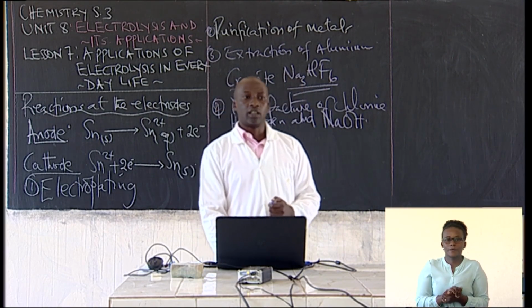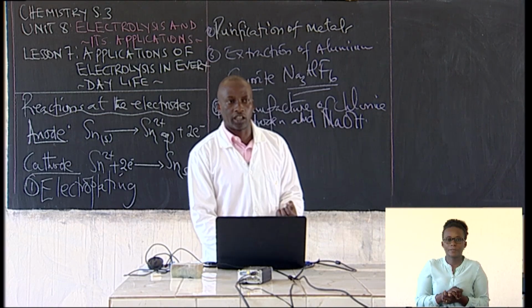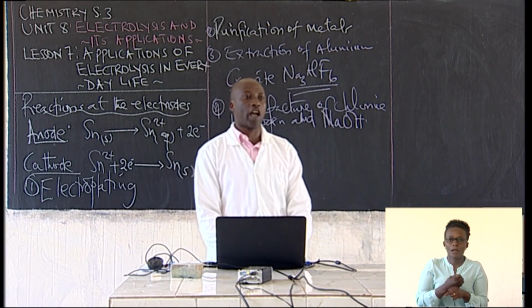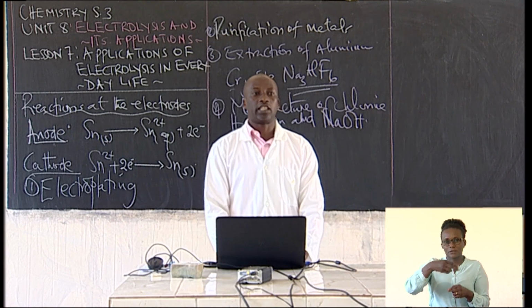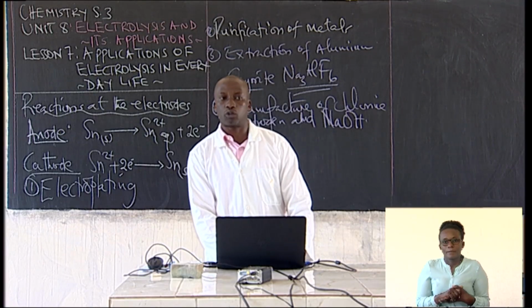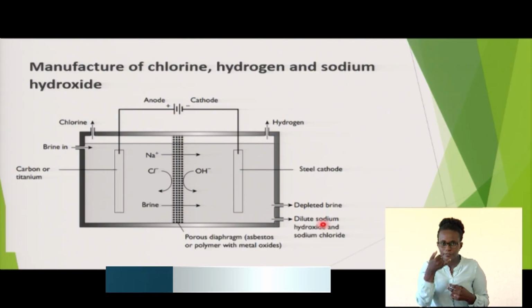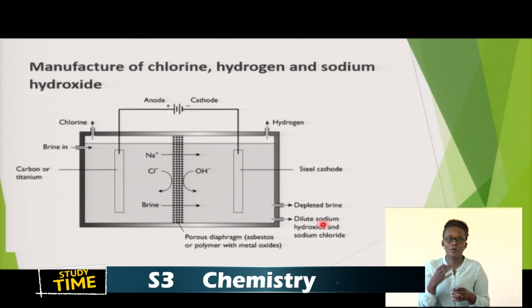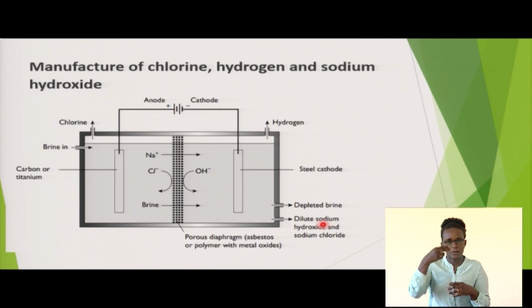So this is the diaphragm cell that is used in the production of these gases. So you have the chlorine being produced, and then you have hydrogen produced, and you have dilute sodium hydroxide moving out. So there are three important products: chlorine, hydrogen gas, and sodium hydroxide. And this is the diagram. Here, brine is the electrolyte. That is, a concentrated solution of sodium chloride is used as an electrolyte.